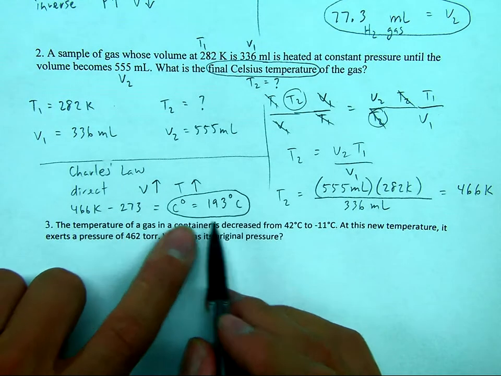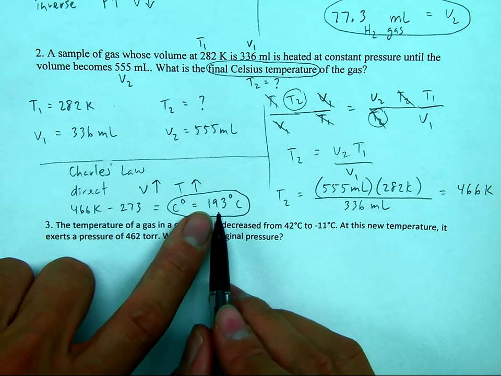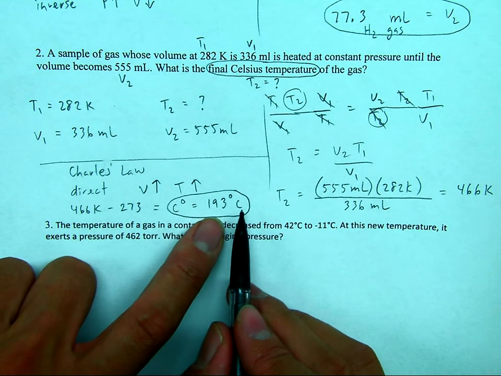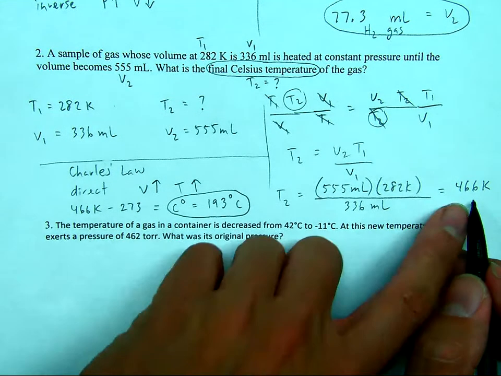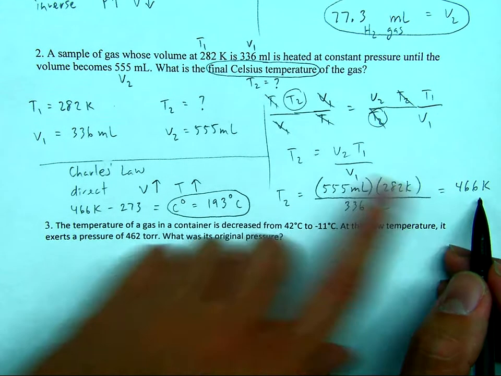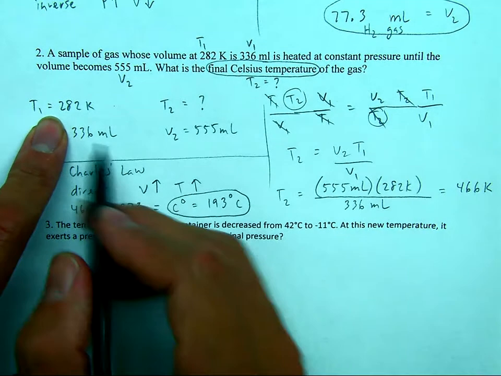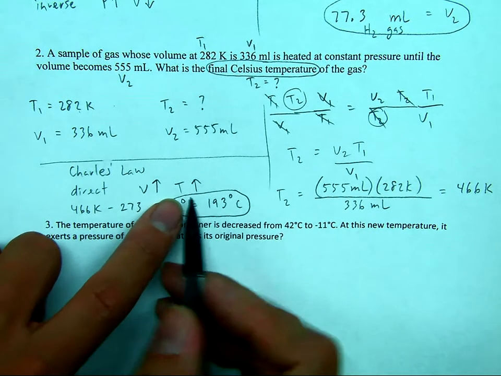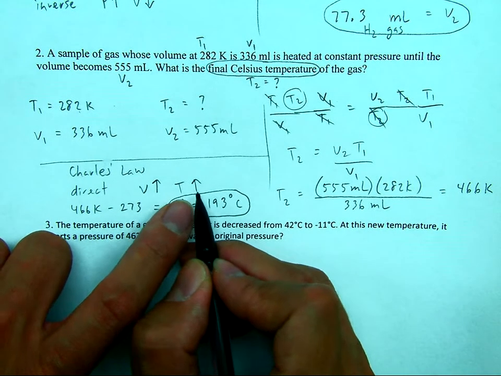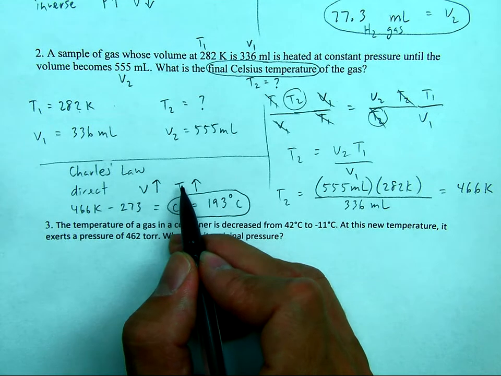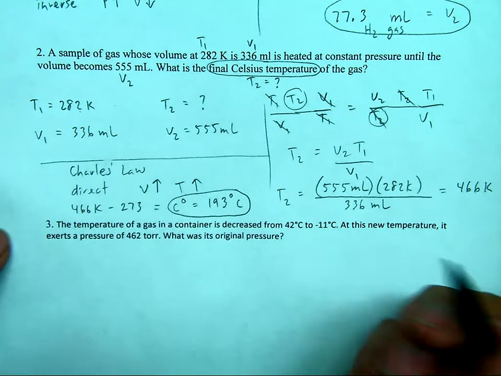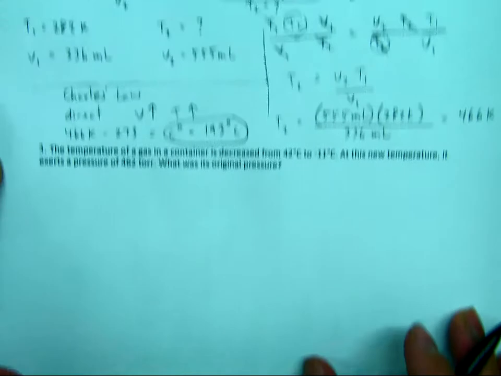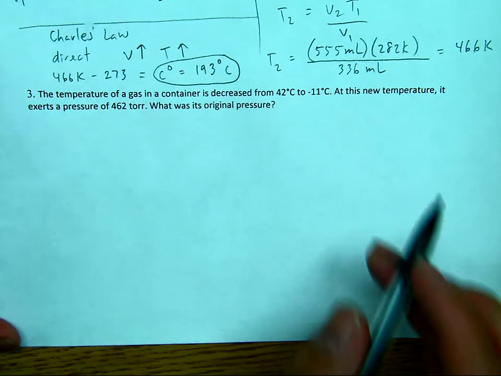So 193 degrees Celsius is the same thing as 466 Kelvin, right? Which is higher than T1, and that's what we want. Since the volume increased, we also want the temperature to increase. All right, let's move on to problem 3.